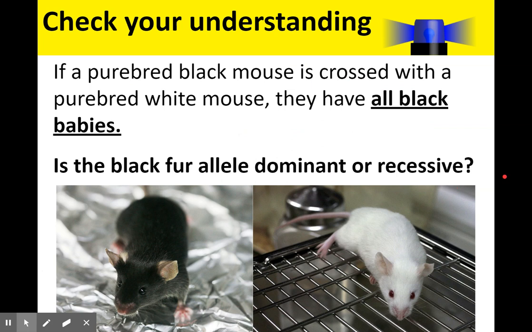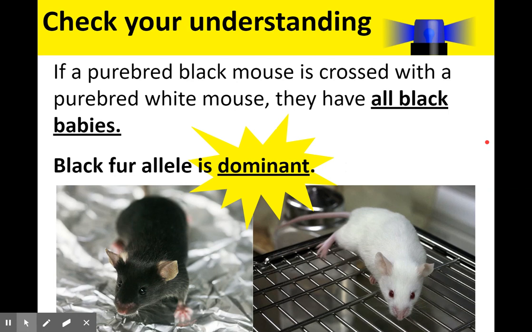Okay, check and see that you got that last concept of dominant and recessive. If a purebred black mouse is crossed with a purebred white mouse, they have all black babies. And this is true, I looked it up. They have all black babies. So, is the black fur allele dominant or recessive? If this cross between these two purebred mice gives all black babies, is the black fur allele dominant or recessive? And it's dominant. The black fur allele is dominant. You could tell because the babies that are crossed are all that color.